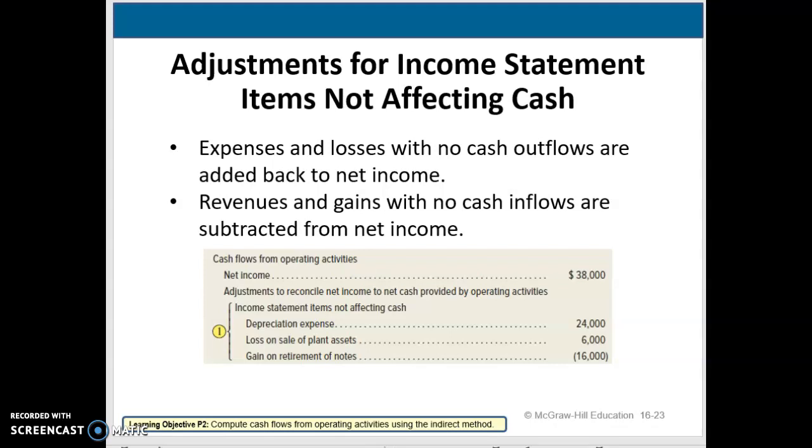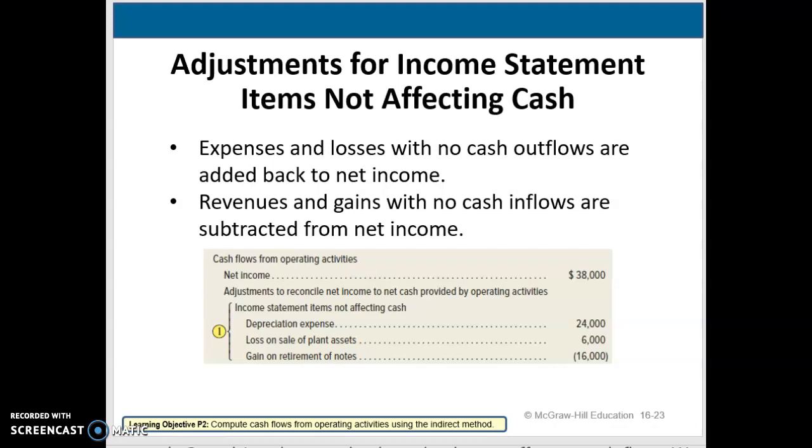In the same sense, when net income includes revenues that do not reflect cash inflows, the indirect method for reporting operating cash flows requires us to adjust revenues and gains with no cash inflows by subtracting them from net income. So depreciation expense is typically an operating item that has no effect on cash flows. So we have to add it back in. You see that here, we're adding back the $24,000 depreciation expense to net income when we're computing cash provided by operating activities. Adding it back cancels out that expense.